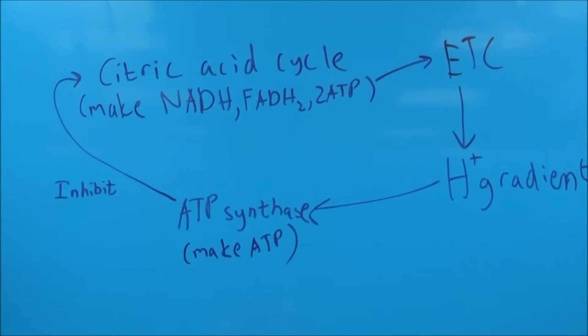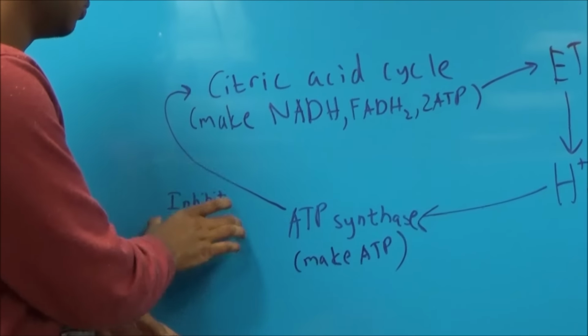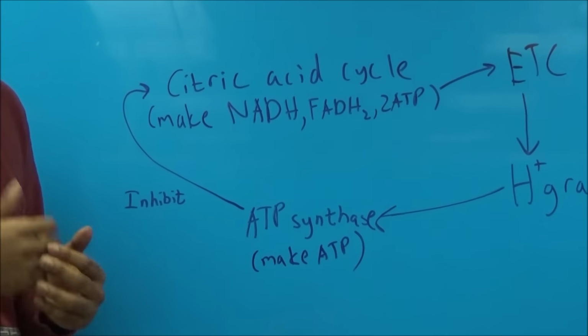And when there's an excess of ATP, the ATP will go back and inhibit the citric acid cycle at a certain point, kind of like feedback inhibition.